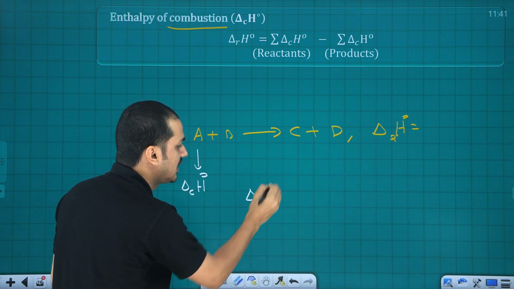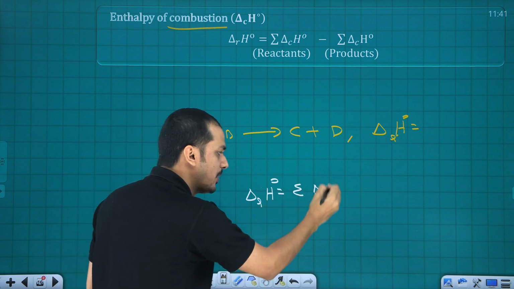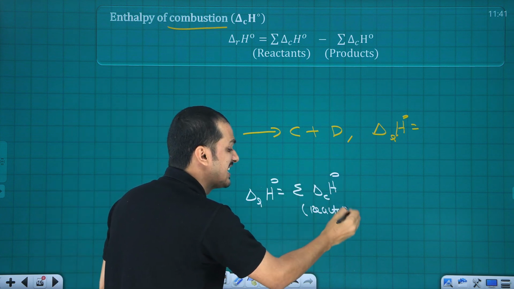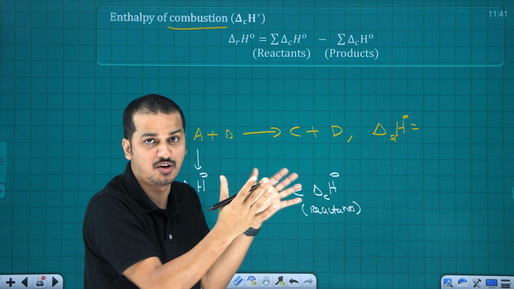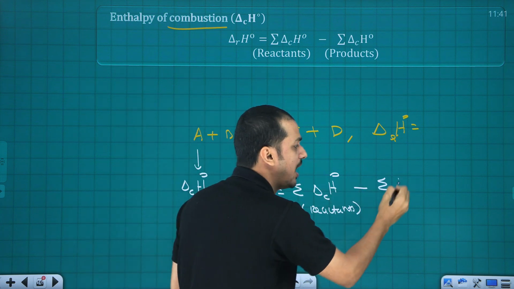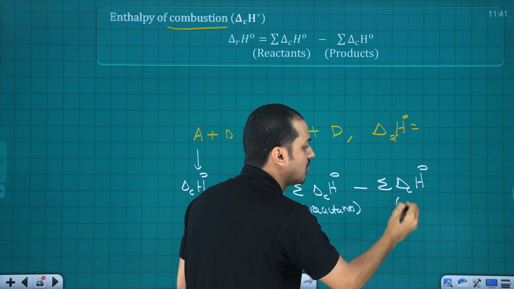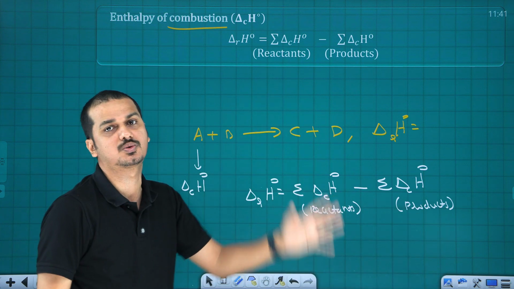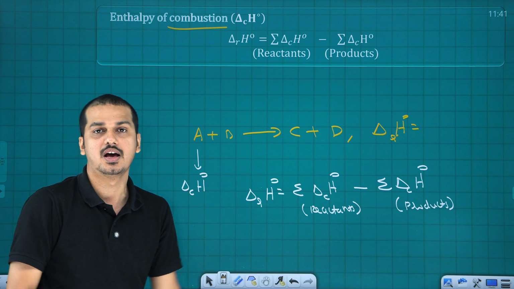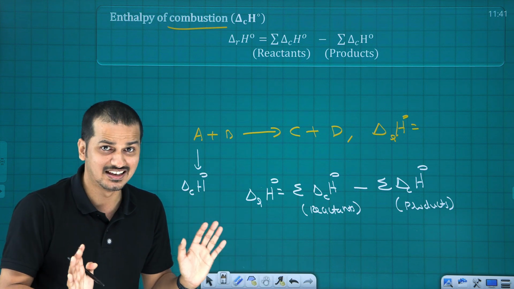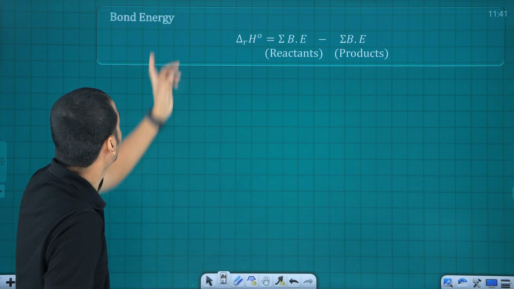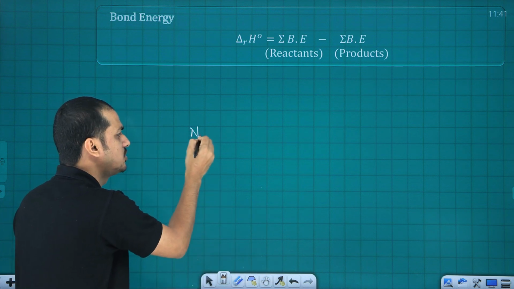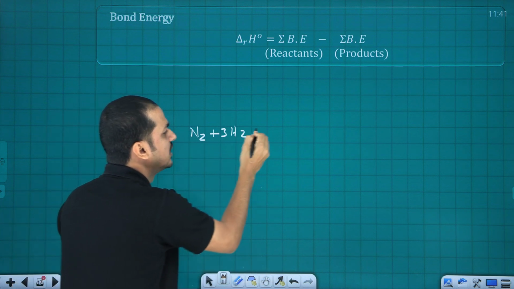That only we wrote here. Sigma enthalpy of combustions of reactants. First I have to take the reactants' enthalpy of combustion and sum it, minus sigma enthalpy of combustions of products. Enthalpy of combustions of reactants minus enthalpy of combustions of products. Clear? Ready? Yeah.